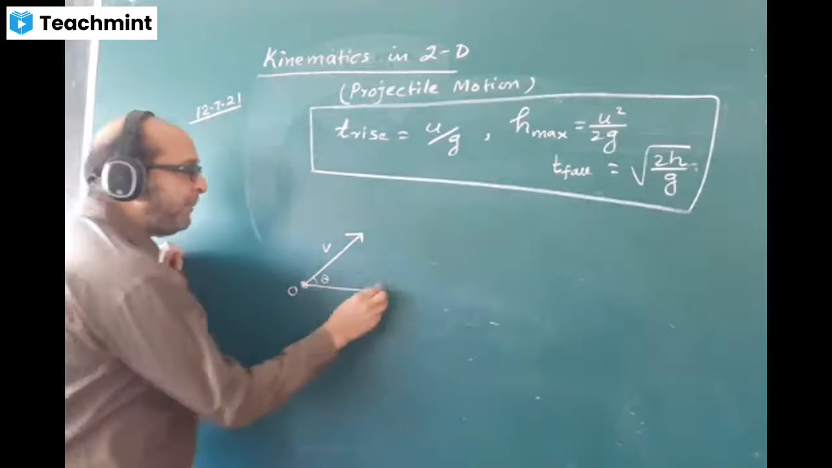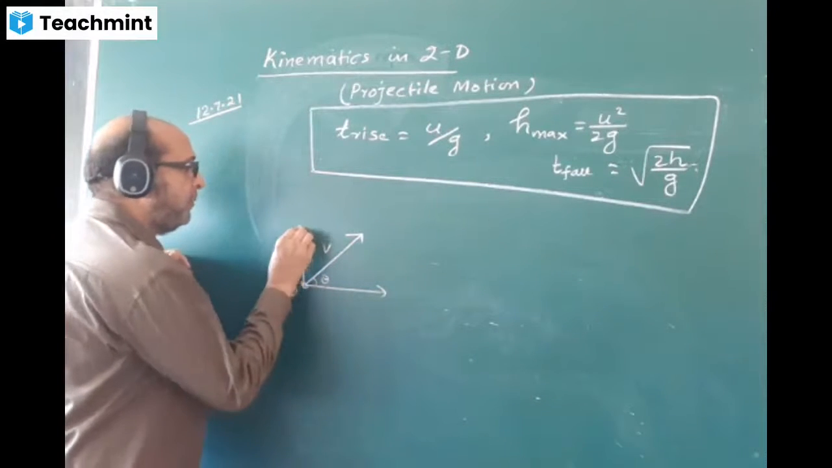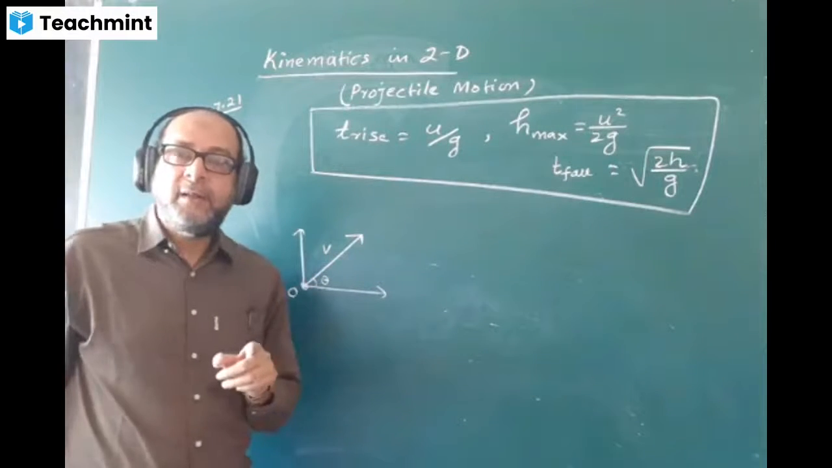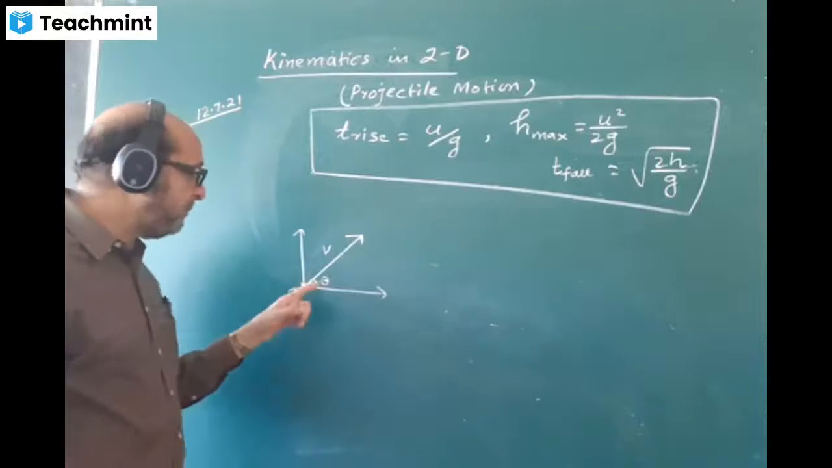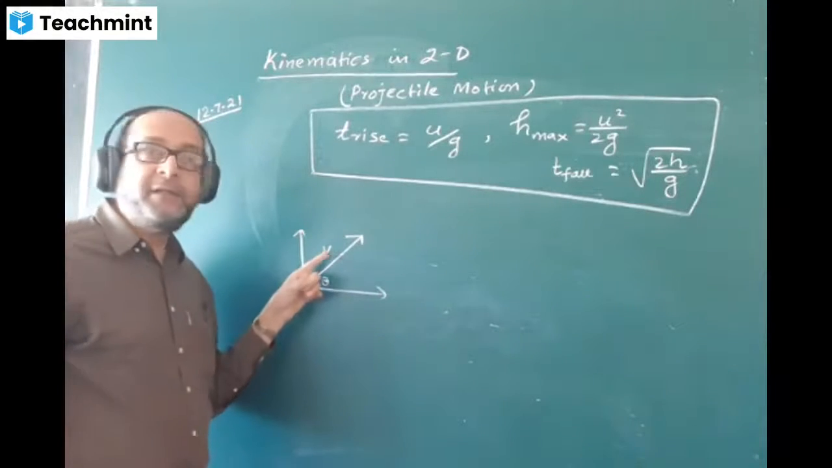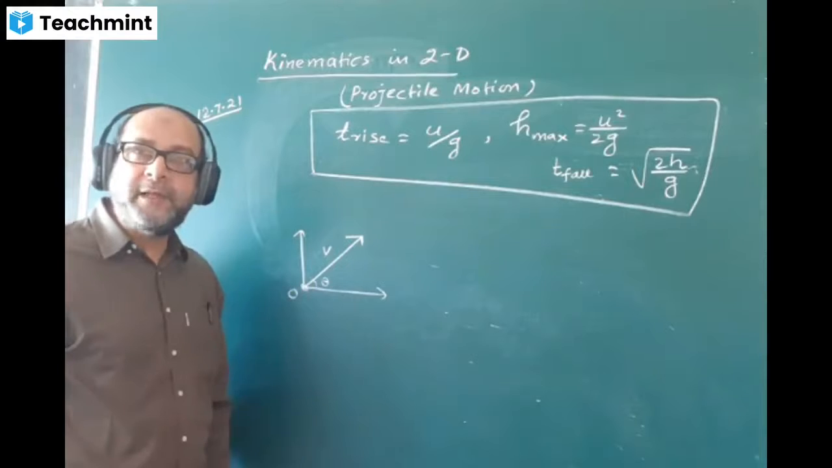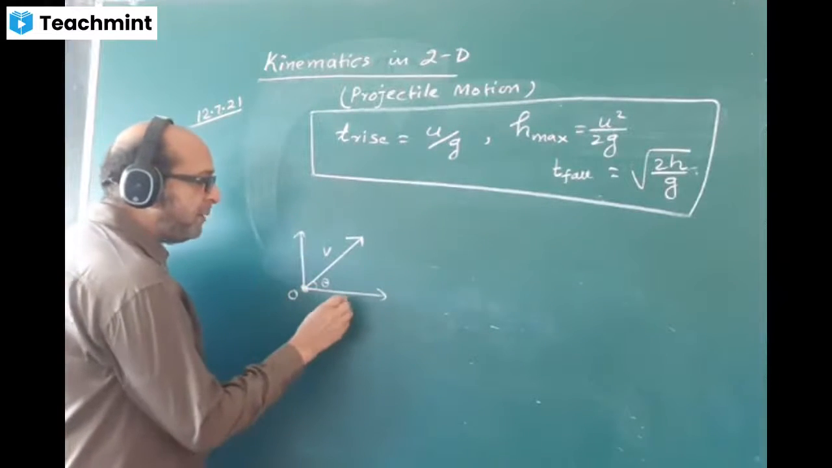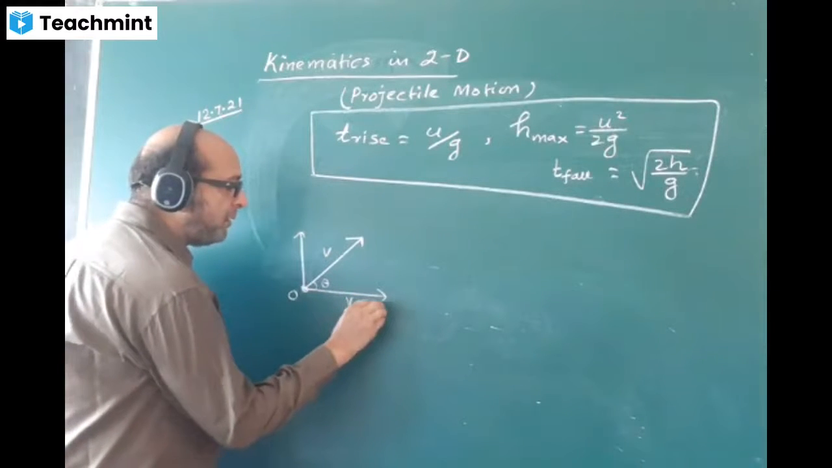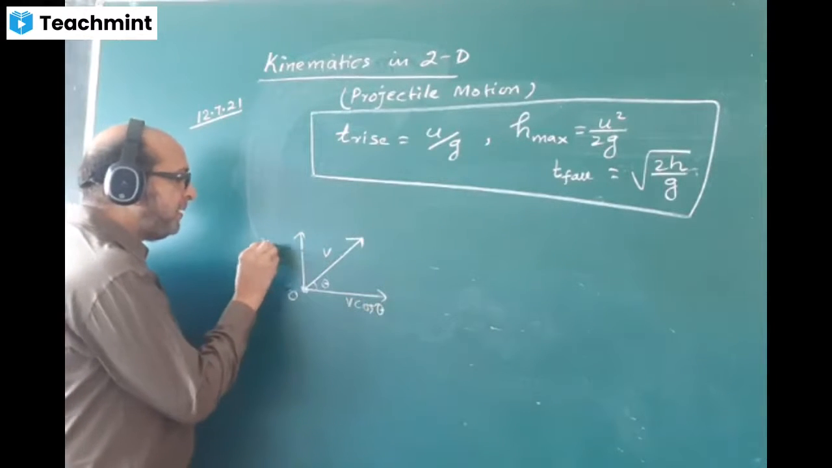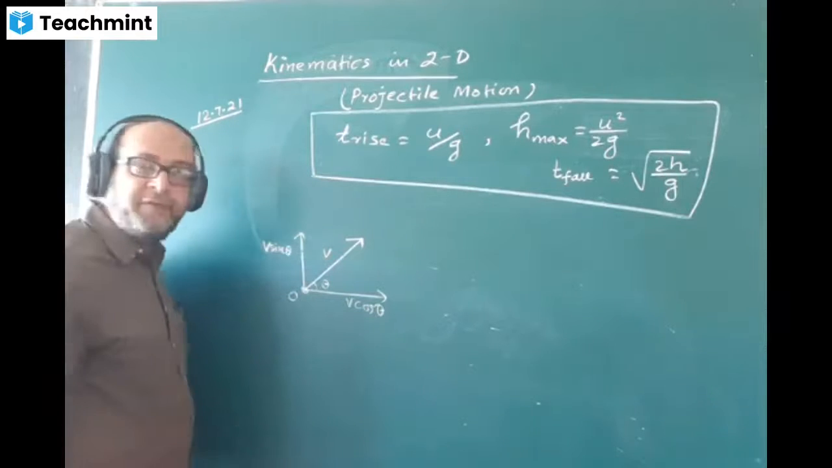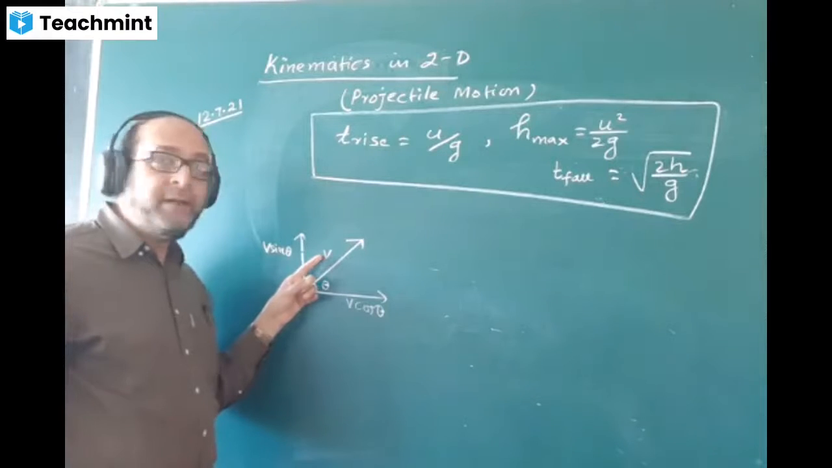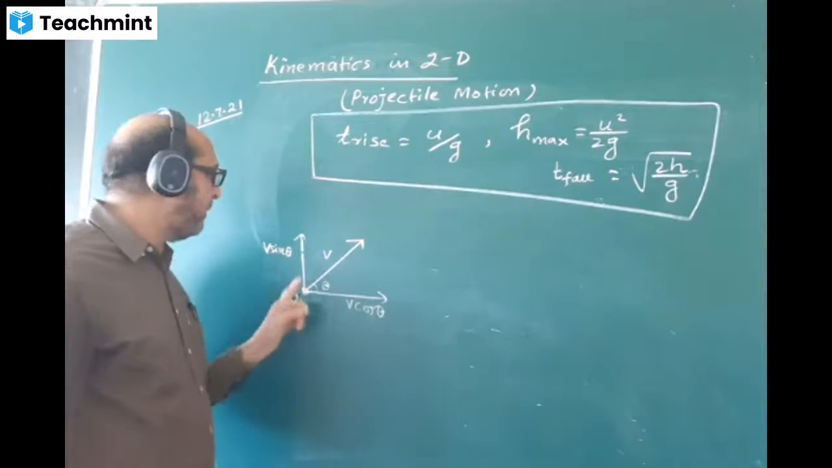So in this case, what happens? Let us check. Velocity v is a vector. Whenever a vector quantity makes some angle, it breaks up into two components. One component is here, one component will be here. The value of this component will be v cos theta, and the value of this component will be v sin theta. So this velocity is broken into two components.